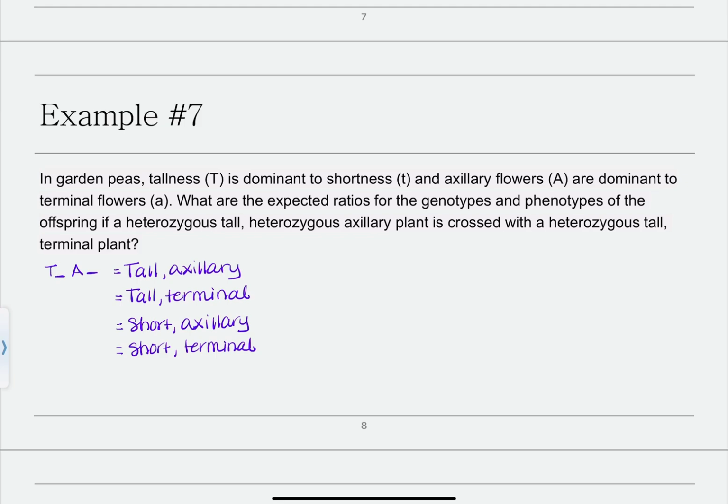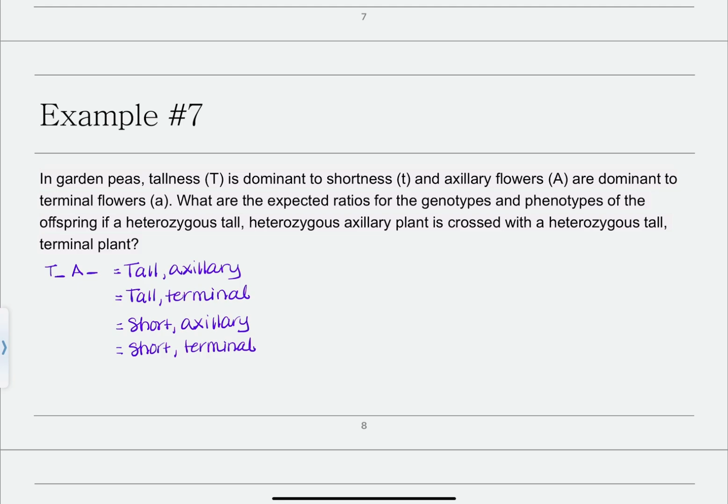So when you do your dihybrid cross, which produces 16 possible combinations of genotypes in the offspring, this is much easier if you do the underscore to locate the percentage of offspring that have this phenotype. So when you look at the 16 offspring, all you're looking for is at least one dominant, one capital T and one capital A, and that means that it's going to be tall and axillary.